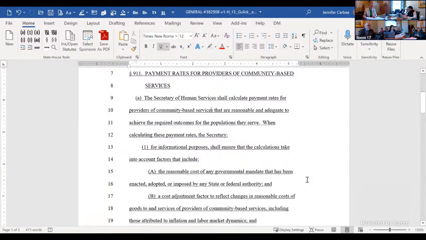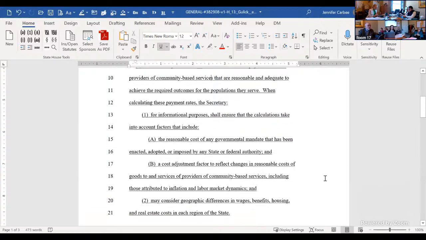The only time I did not change it and they did not propose it is when it talks about a predictable timeline for redetermination of base rates. I think that is still accurate as determined. But also we have for informational purposes. I'm not sure what the informational purposes necessarily means in that context. It says when calculating these payment rates, the secretary for informational purposes shall ensure the calculations take into account certain factors, but the committee had wanted it, so I put it.